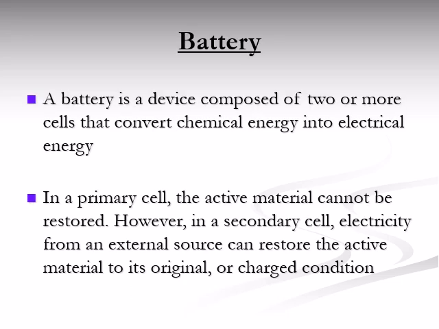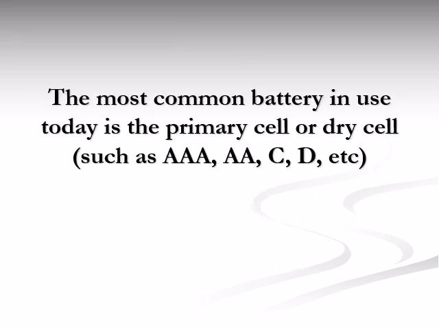A battery is made of two or more cells that convert chemical energy into electrical energy. Primary cells can't be recharged. Secondary cells, also called storage batteries, can be restored by applying current. The most common battery in use today is the primary cell or dry cell, such as AAA, AA, C, D, etc.